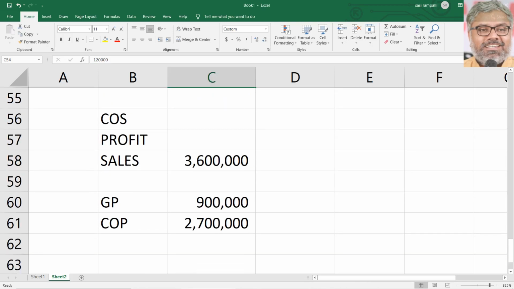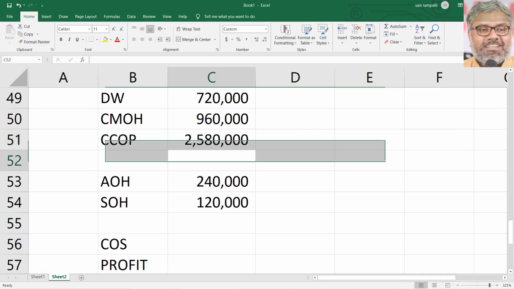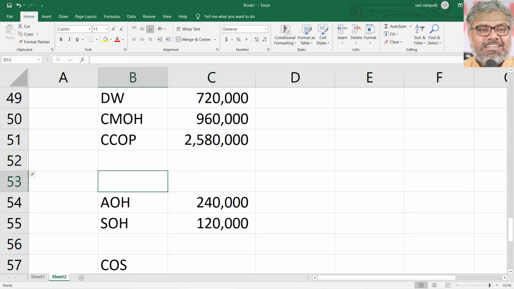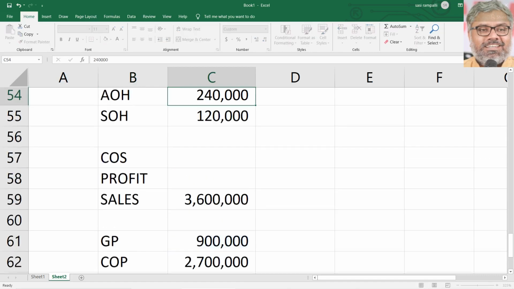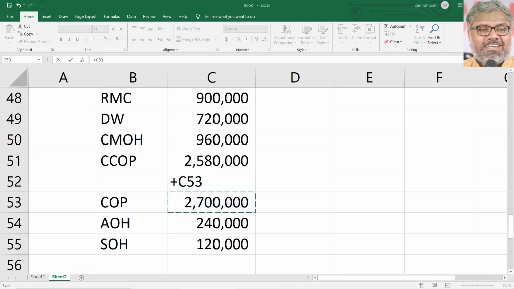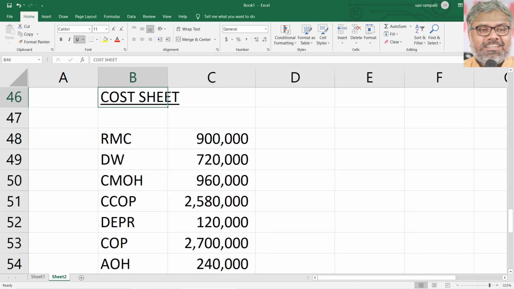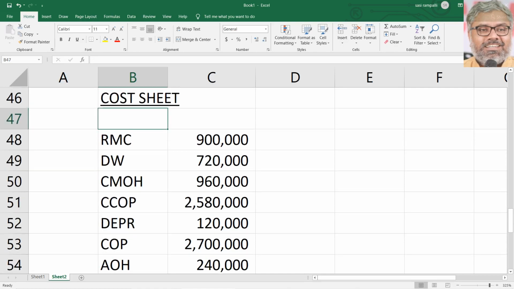So when gross profit is given, the cost of production here is 27 lakhs. But how much we got? Cash cost of production, 25 lakhs 80,000. So now simply cost of production, since it is 27 lakhs, how much will be depreciation? Naturally, the balancing figure is depreciation. That is 1 lakh 20,000. We don't need that, but just for the filling of cost sheet completely, so that we have a full picture, it is better to have it always before going ahead with the estimation of working capital requirements.